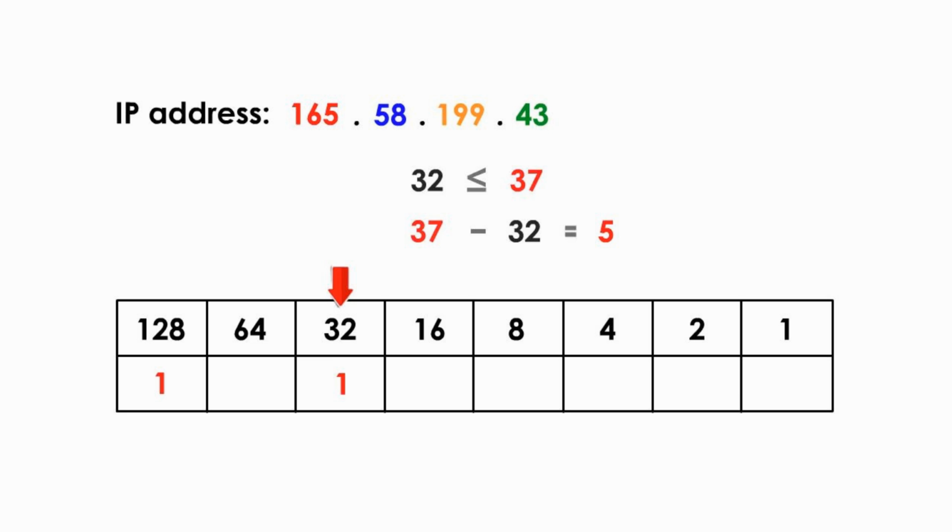We continue to look for the largest number, which is less than or equal to 5. Not 16, not 8, we skip them. We find 4 is the number we are looking for. We write down 1 on the 4, then we subtract 4 from 5. We get 1.